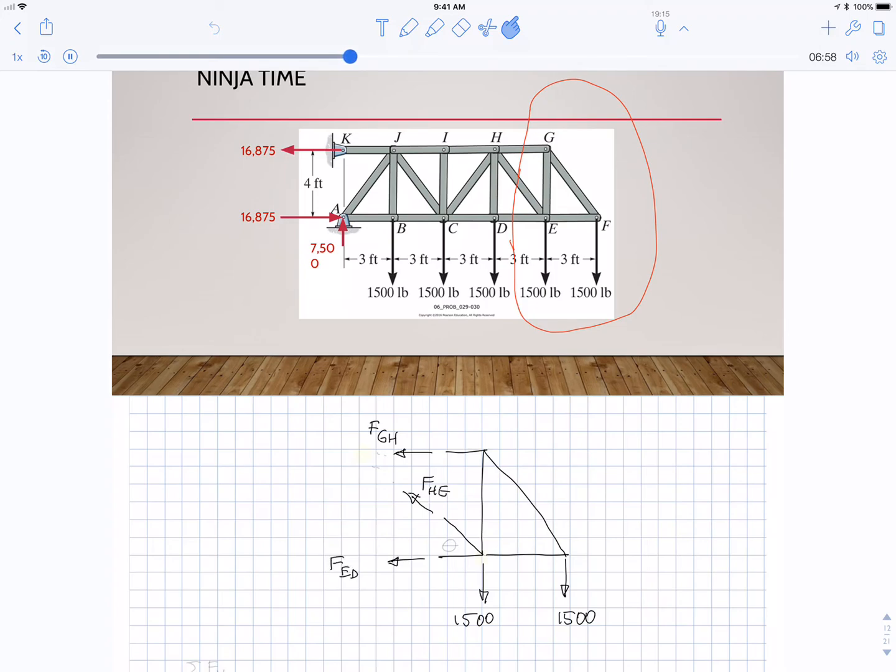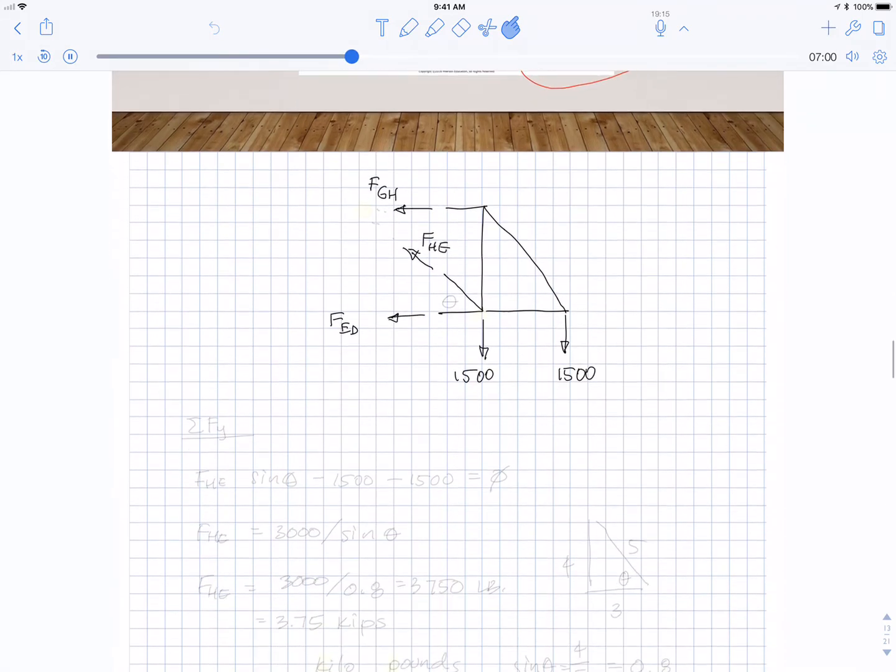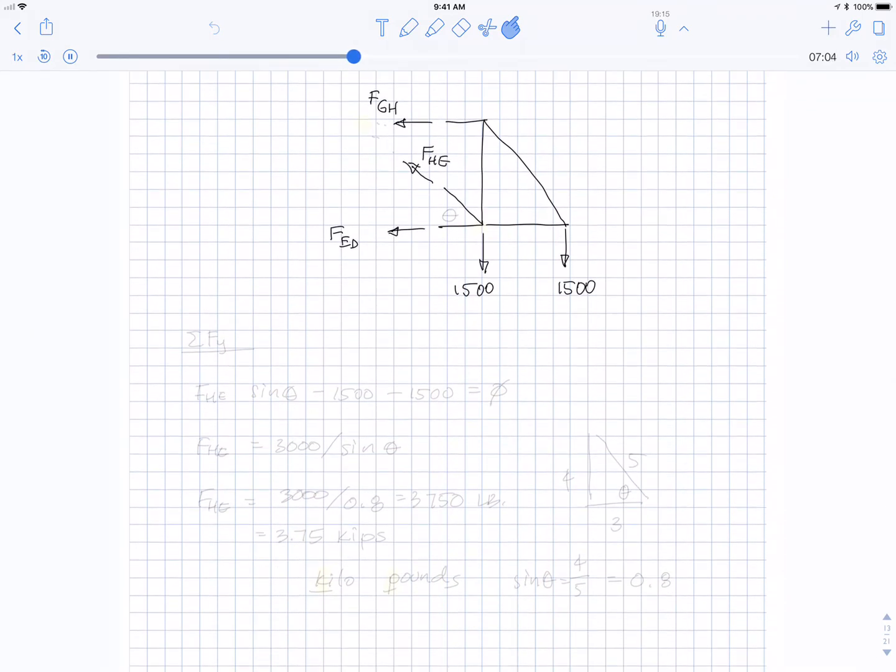And we've cut through this member on the bottom, FED. Okay. And now that we have the free body diagram, what we want to do is use our equations of equilibrium to solve for the force. Oh, by the way, I drew all those forces pulling away from the members. I drew them all in tension. So if I get a negative, that means it's in compression.